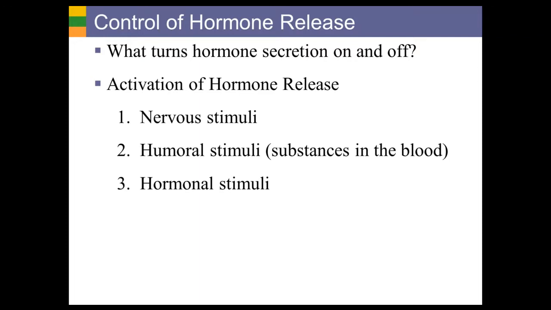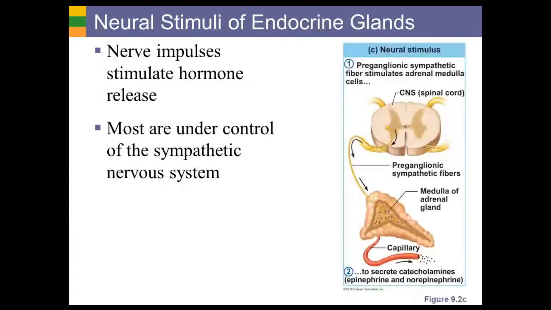Now, if we were to look at every stimulus that causes the secretion of every hormone, the stimuli could be categorized as one of the following: either nervous stimuli, humoral stimuli, those are substances in the blood, or hormonal stimuli. So in other words, hormones are released due to changes in the nervous system, changes in substances in the blood, or if there's a change in some other hormone in the blood. Let me give you some examples.